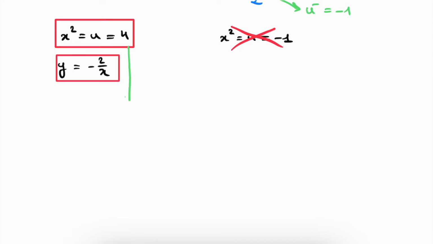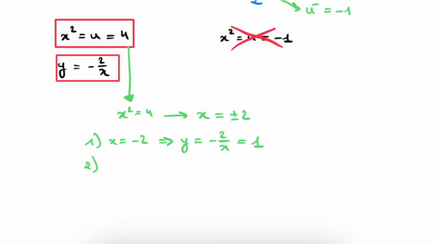And since we now know that x squared is equal to 4, this means, of course, that x itself is equal to plus or minus 2, because plus 2 squared is 4, but also minus 2 squared is 4. This gives us, again, two solutions. Let's say that x is equal to minus 2. Well, this means that y, being equal to minus 2 divided by x, will simply be equal to 1.